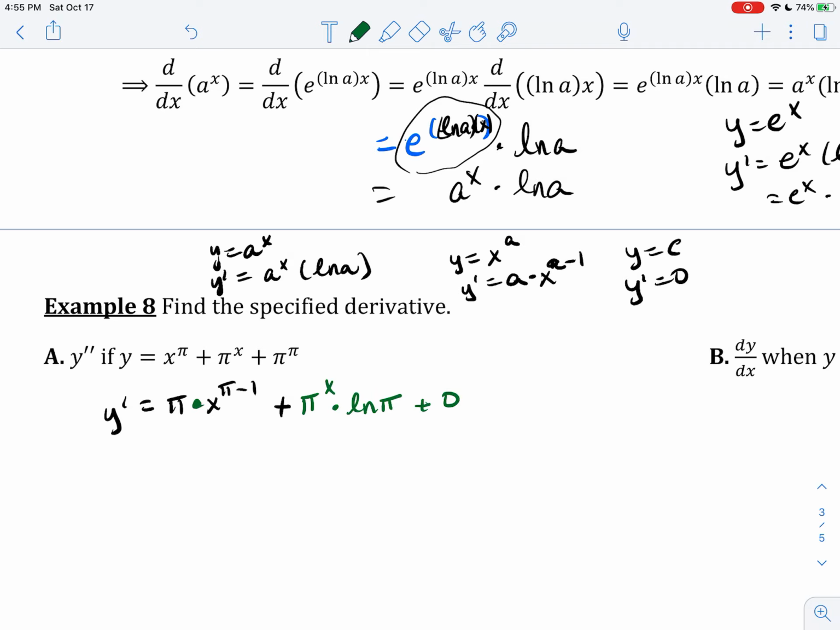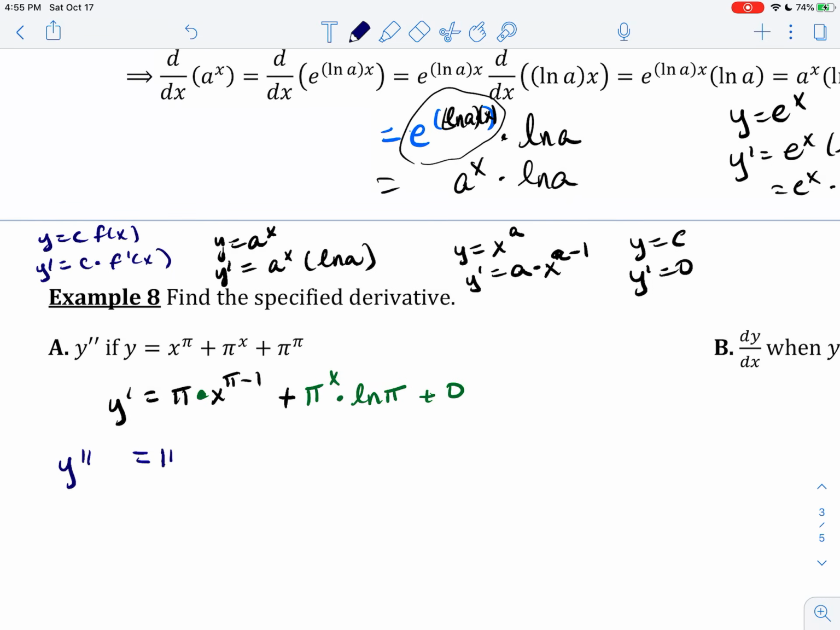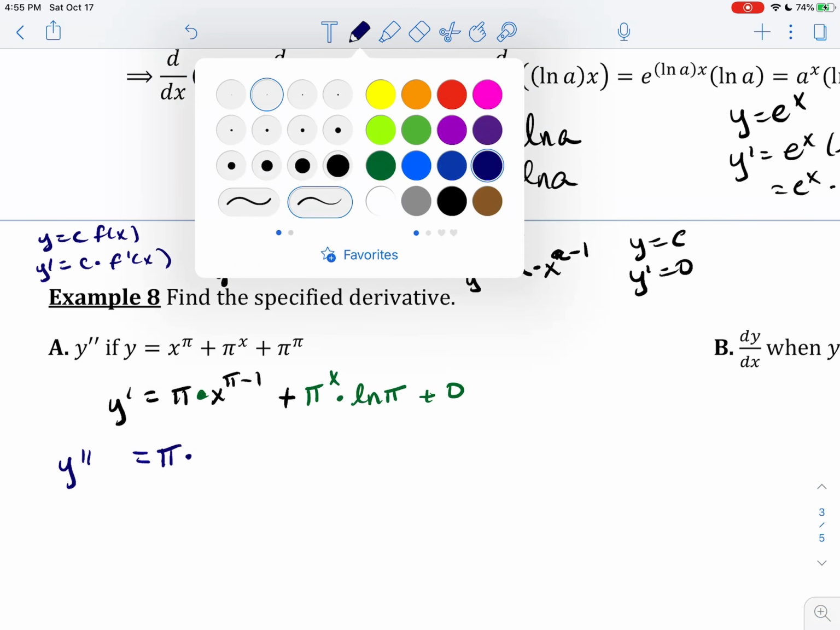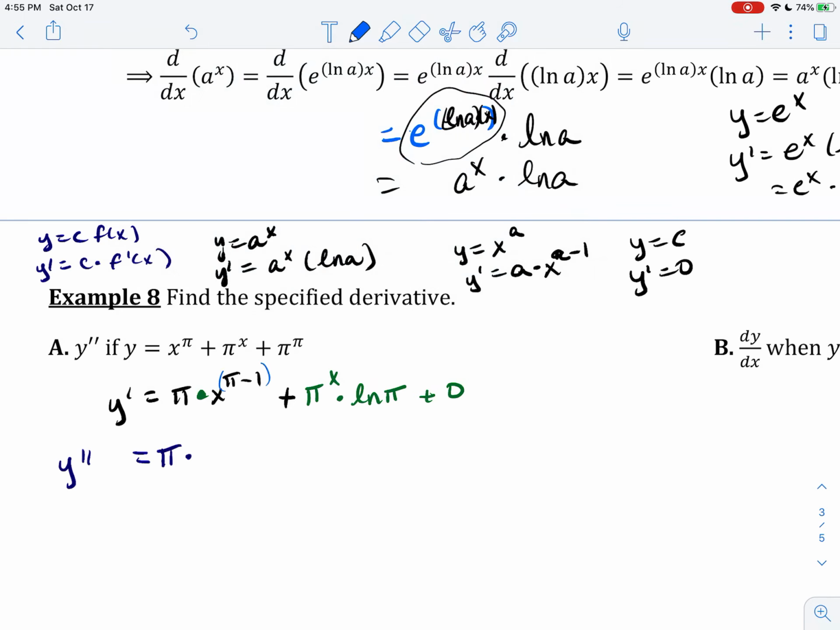Good? And so we do this again, and we're going to take the second derivative, right? The derivative of a constant times a function is just the constant times the derivative of that function. So we don't worry about the pi, and we don't have to use the product rule. We just keep that constant. So we have pi times, and our derivative there is going to be pi minus 1 times x to the pi minus 2.